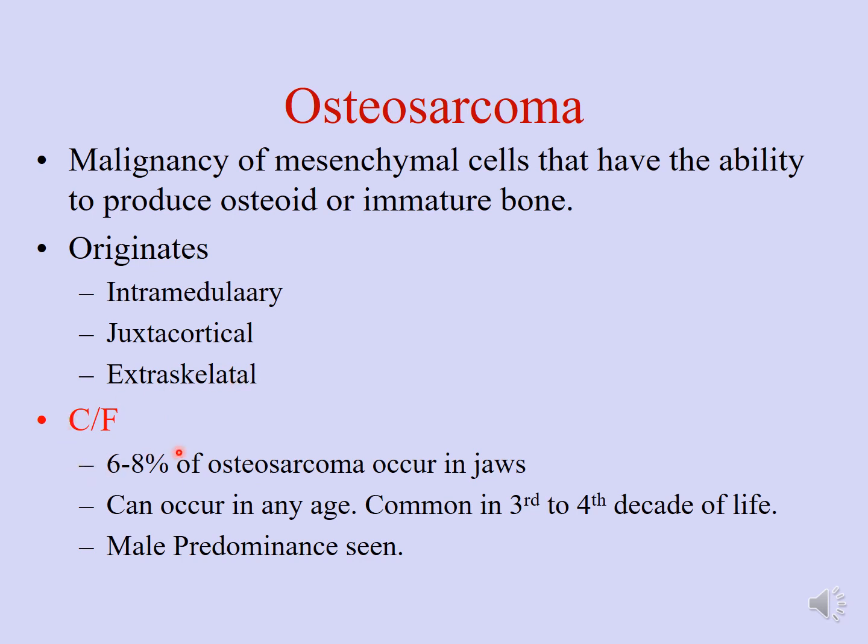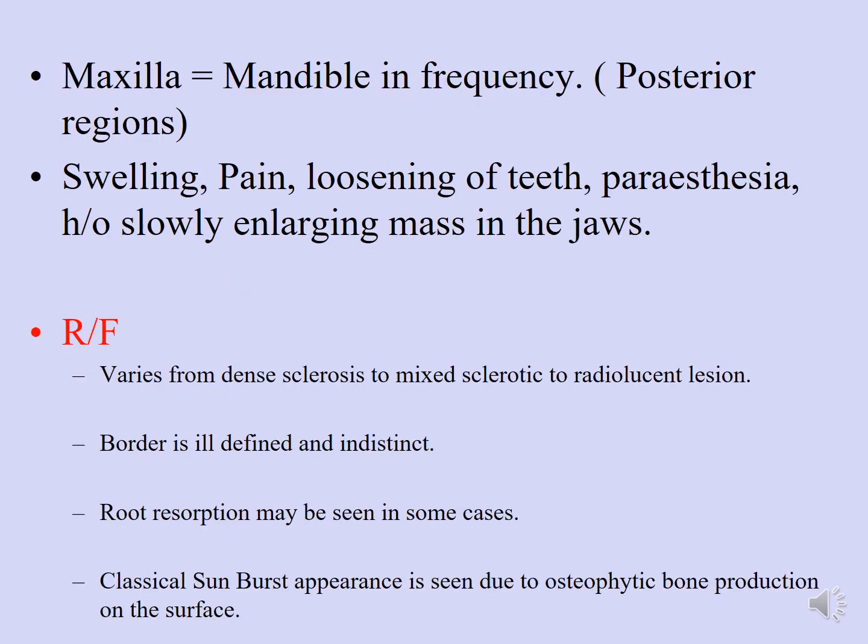Now, clinical features: 6 to 8% of all osteosarcomas in the body occur in the jaw. It can occur at any age, common in the third to fourth decade of life, male predominant. Now, the maxilla to mandible frequency is the same. Generally it affects the posterior region. Swelling, pain, loosening of teeth, paresthesia, and a history of slow growing mass in the jaw is commonly noted.